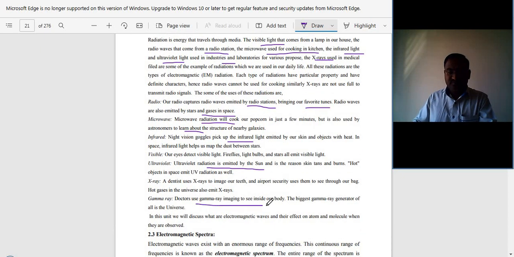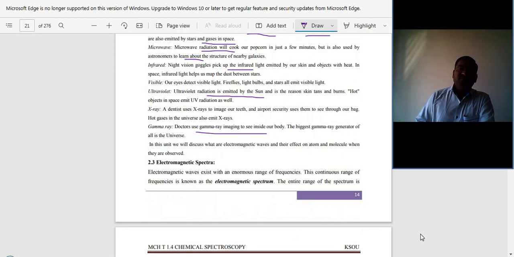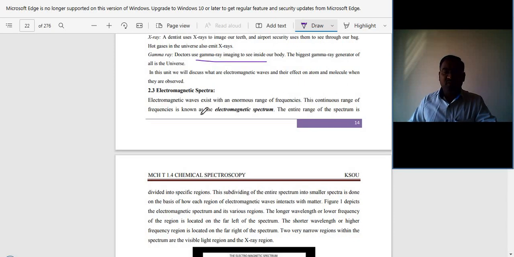Finally, gamma rays. Doctors use gamma ray imaging to see inside our body. The biggest gamma ray generator of all is the universe. These different types of radiation, generally, they are called what? Electromagnetic spectra.